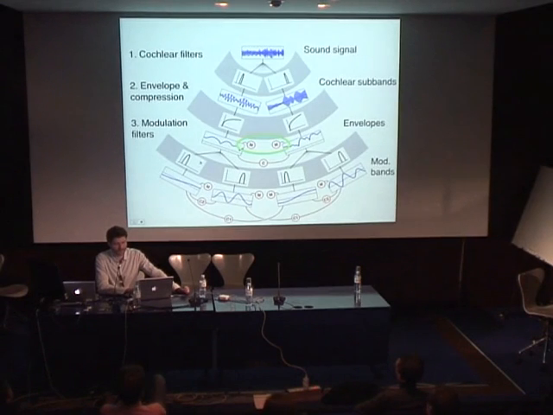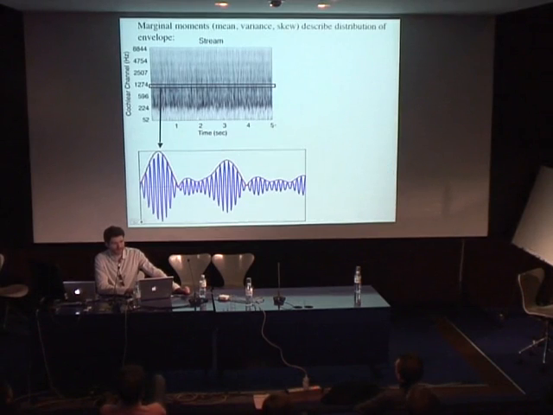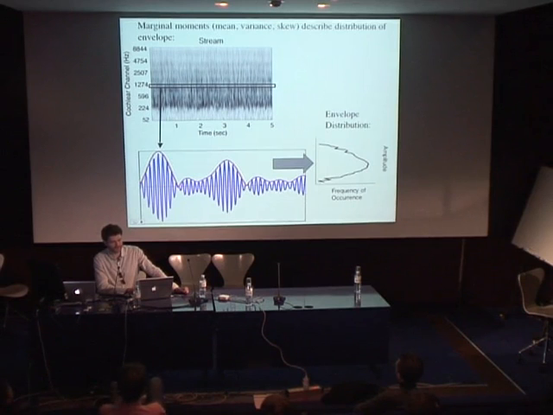So let's first look at the marginal moments of the envelopes. The marginal moments are things that will describe the distribution of the envelope. Remember, the envelopes are the things that make up a spectrogram. You can think of a slice through a spectrogram as a single envelope. It's this red curve here. And the moments that we're talking about are things that would characterize the distribution you would get if you collapsed the envelope over time to form a histogram that would give you the frequency of occurrence of different amplitudes of the envelope. In this particular case, you can see that most of the time the envelope has some moderate value, but sometimes it's higher and sometimes it's lower.